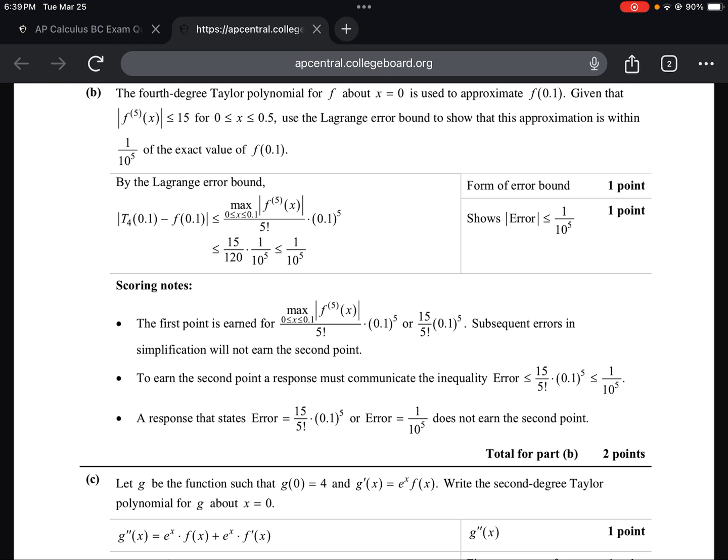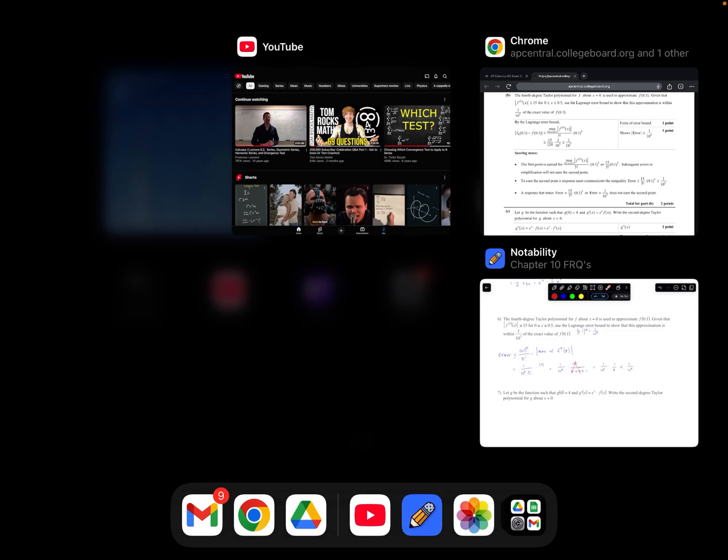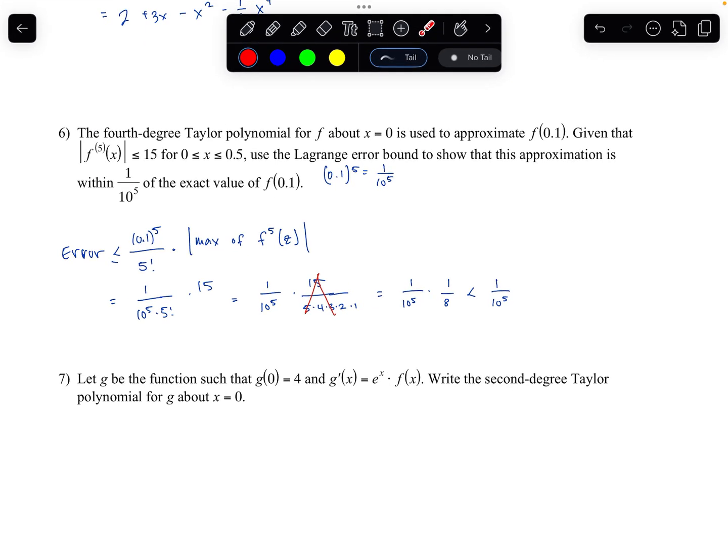A response that states that 15 over 5 factorial times that, or the error, is equal to does not earn the second point. So essentially just stating that the error is equal to that does not earn the second point, because it's technically not true. We're not finding the error, we're finding an error bound. So by stating that the error is equal to this right here will not earn the second point. So stating that the error is less than or equal to this expression right here.